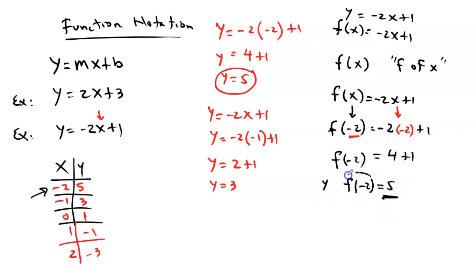This is your y value when the x is negative 2. As you notice, I found y, which is 5. So it's just notation. Inside the parentheses is your x value. The whole thing is your y value. Okay? Let's do one more.